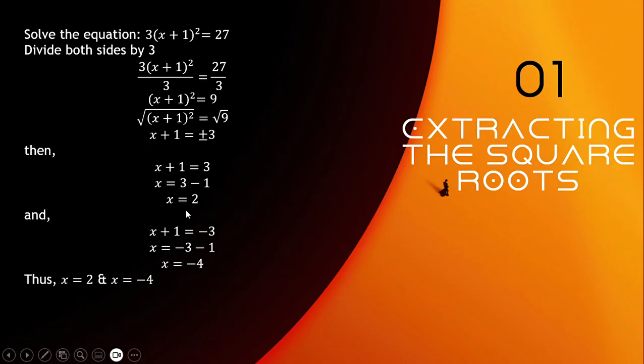And then in the other, where x plus 1 is equal to negative 3, x is equal to negative 3 minus 1, just add since they have the same sign, then we get x is equal to negative 4. Thus, the value of x is 2 and x is equal to negative 4.